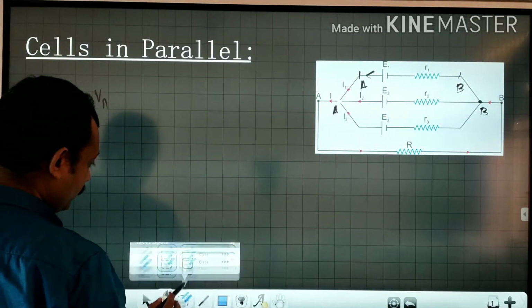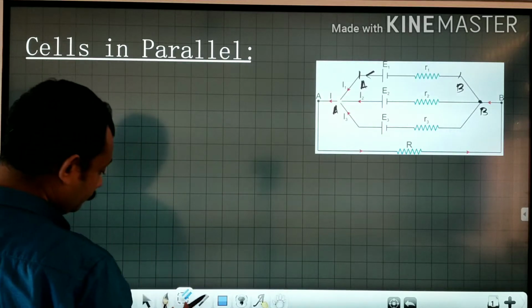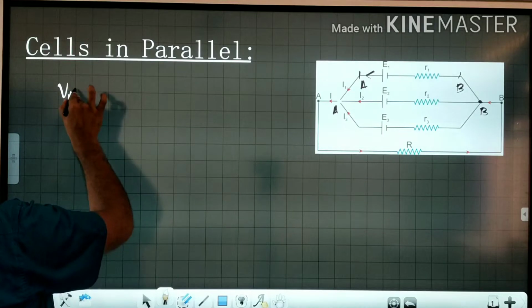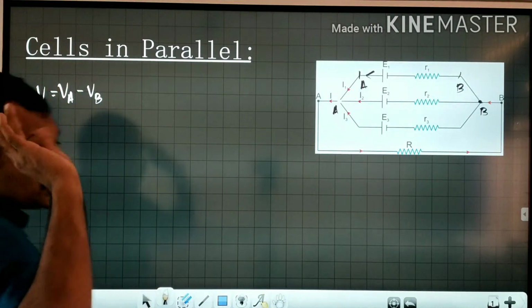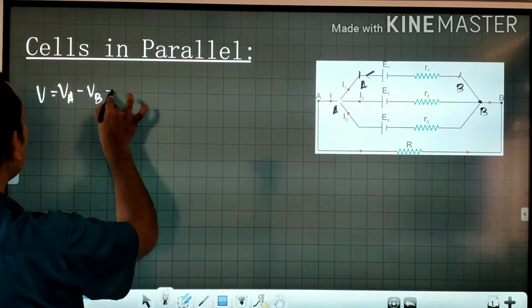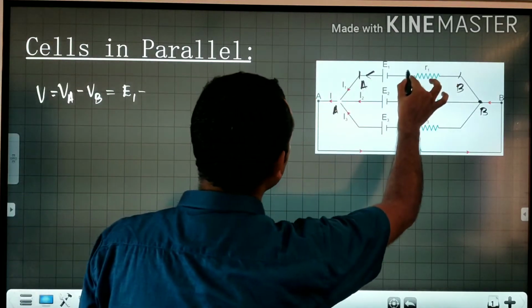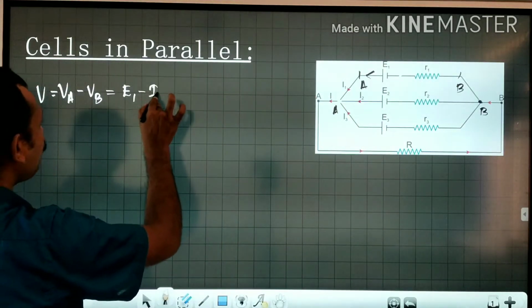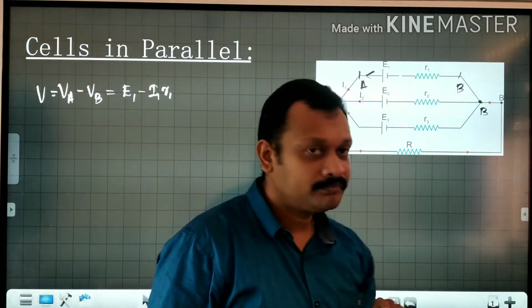Let me write. VA minus VB, this is the terminal potential, right? I'm going to write it as V. That is equal to E1 minus, what is the current in this branch? I1 R1. That is for the first branch.